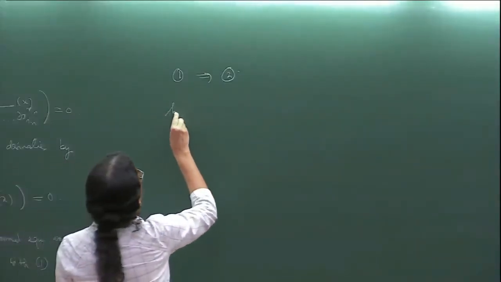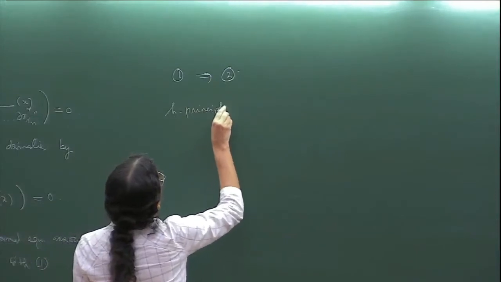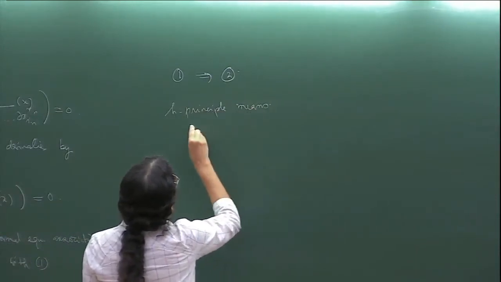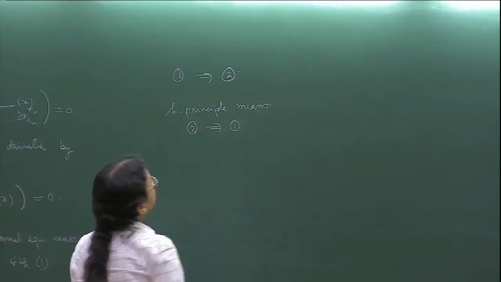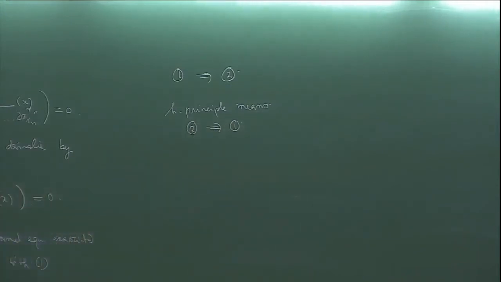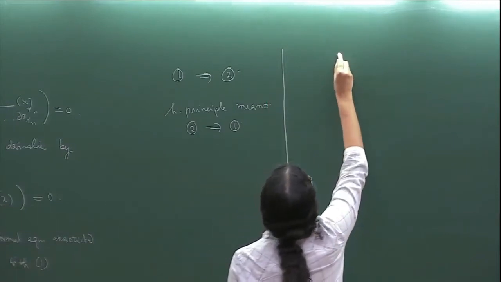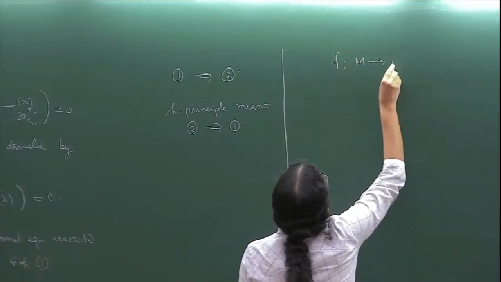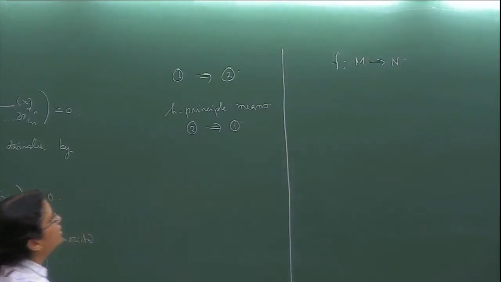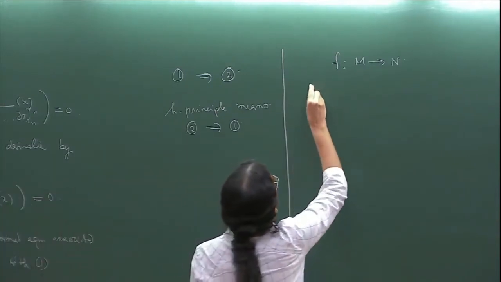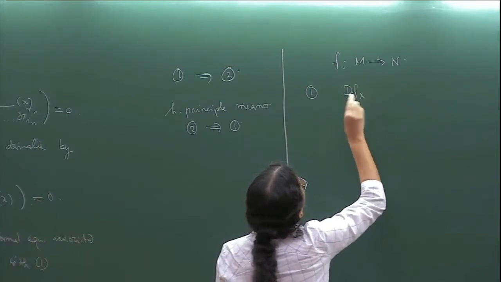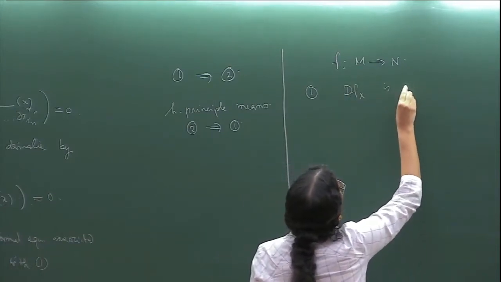So in H principle, it means 2 implies 1. So this is for functions which are defined on R^n to R. This can be translated into functions between manifolds. So from now onwards, I will consider functions from M to N, and what kind of differential equations or inequalities we consider. For example, let us look at this thing, that I consider df_x is of maximum rank.